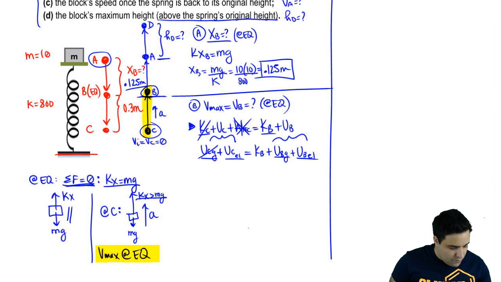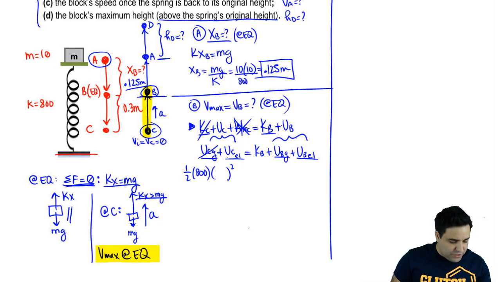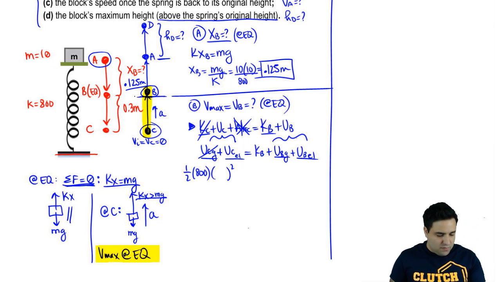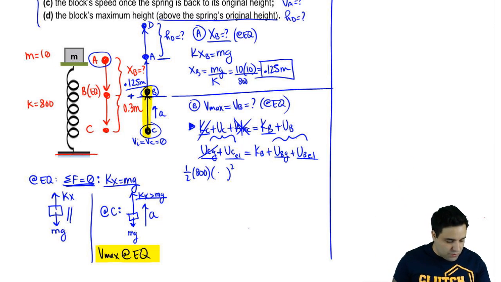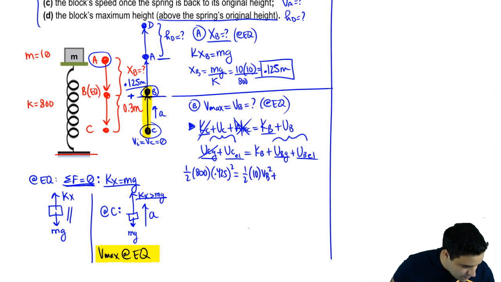So over here I have half K, which is 800, and then X squared. The compression at point C, I hope you see right here, is the entire compression, which is 0.425. This is half M. I can plug in the mass. The mass is 10, VB squared. This is gravitational potential energy, which is M, 10, G, 10.